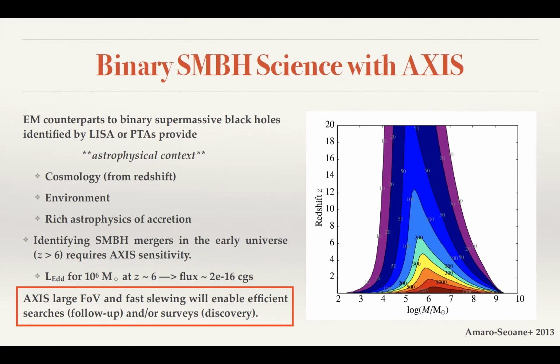So in AXIS observations, we'll be able to go and chase after the fields where LISA says there are mergers happening and measure electromagnetic signatures. And it's the electromagnetic signatures that will allow us to place these gravitational wave signals in an astrophysical context.